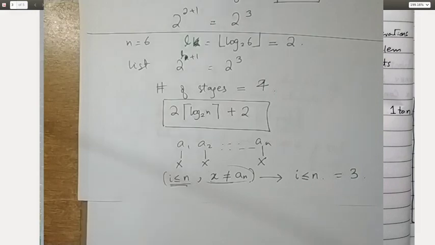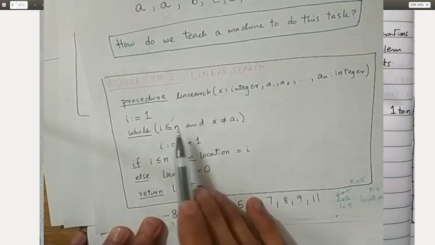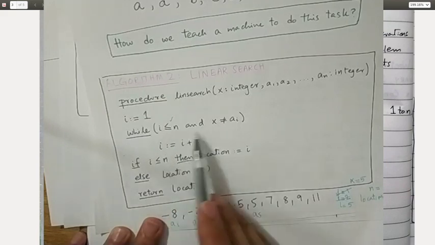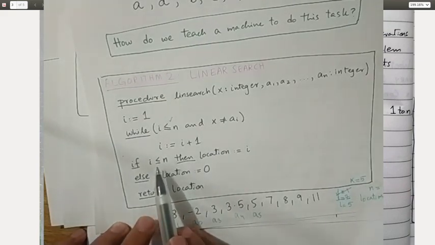Let me bring up the linear search algorithm again, which was this one. So notice that you're going to do this once, you're going to do this once, you're immediately going to exit the loop, and you're going to do this one. So only 3 steps. Okay.